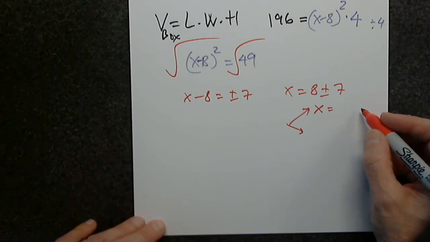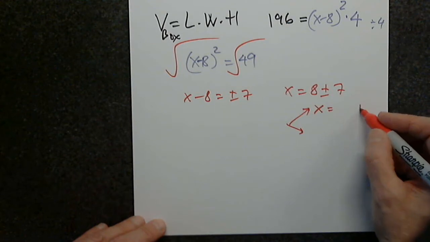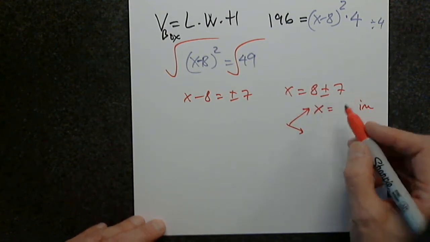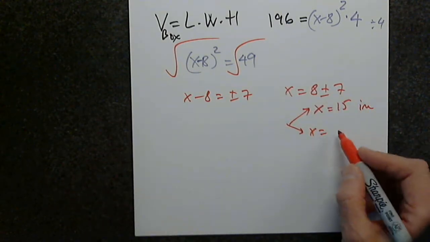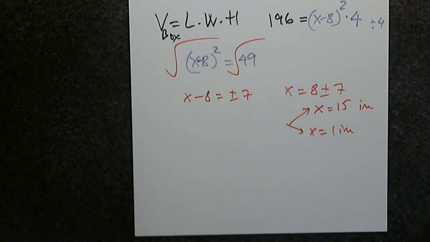So what was the measurement unit? Inches. Very good. So 8 plus 7, indeed, 15. And the other one, indeed, 1. Good. So now we have to make a decision. The decision that we have to make is, is 15 the only one? Is 1 the only one? Or both of them work?